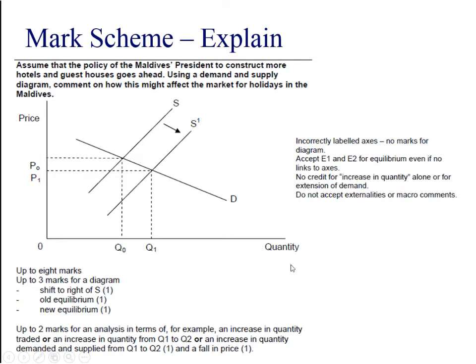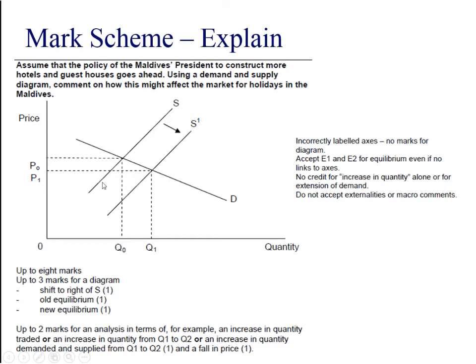So if you don't put price and quantity, although they're not going to give you a mark for labelling them, they're going to take away marks if you do that incorrectly. You can, as an alternative to doing these dotted lines, put E1, E2 to indicate equilibrium. I personally don't like that approach, so I'd rather you did dotted lines and P1, Q1. No credit for increasing quantity. This is for the analysis part.